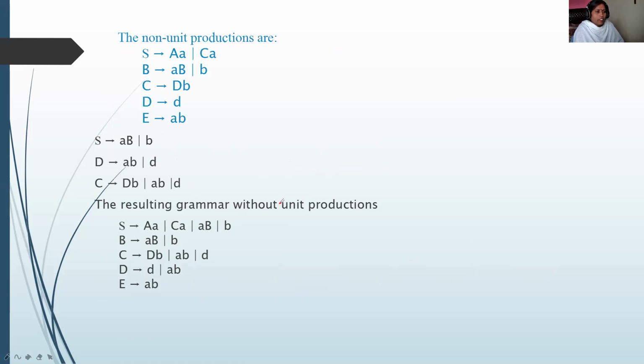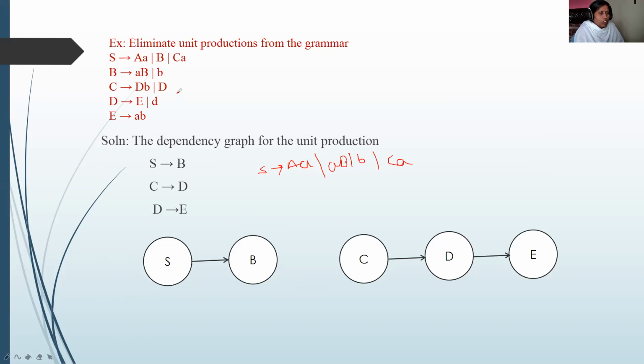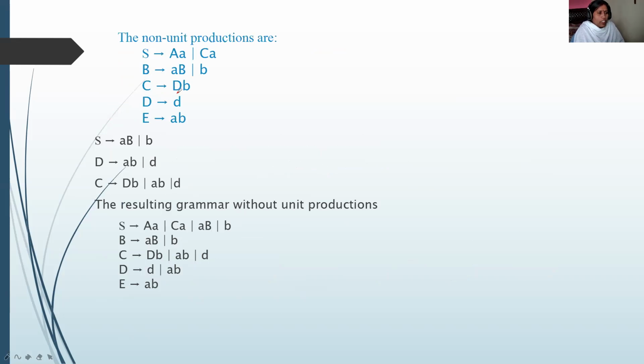Similarly in the second case, B is producing, one second, the non-unit productions. B is producing, here it is not there. C is producing D, D is producing E. Non-unit productions of E are going to be the non-unit productions of D. So according to that, E's non-unit productions are AB. D is producing D or E. So D is producing D as it is non-unit. Replace E by AB. We'll get non-unit productions of E or AB. This D as it is.